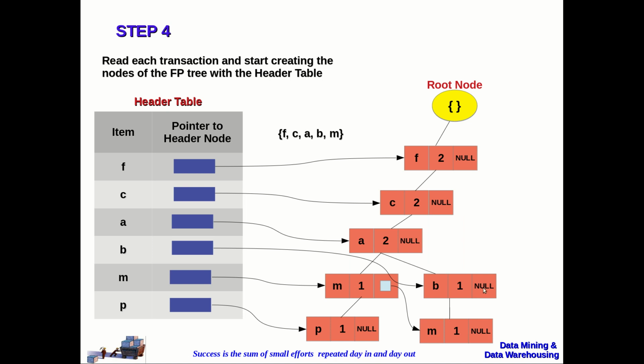Observe here, earlier this B was having a null value. Now another B node has been created here. So this is changed here.